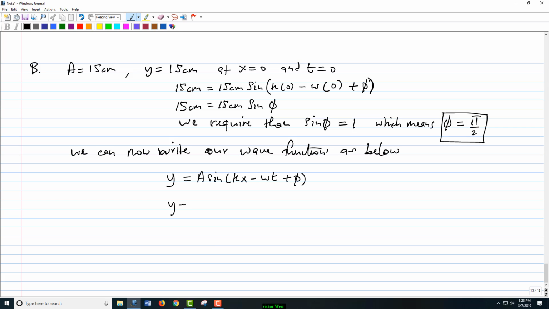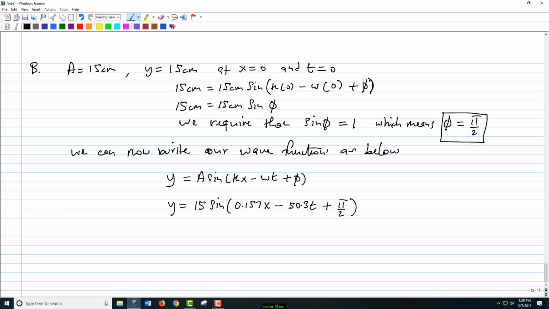And so we can write y equals 15 sine, k, and we know k is equal to, let's see, 0.157, multiply that by x. Angular frequency is 50.3, multiply that by t, plus phi, which is pi over 2.